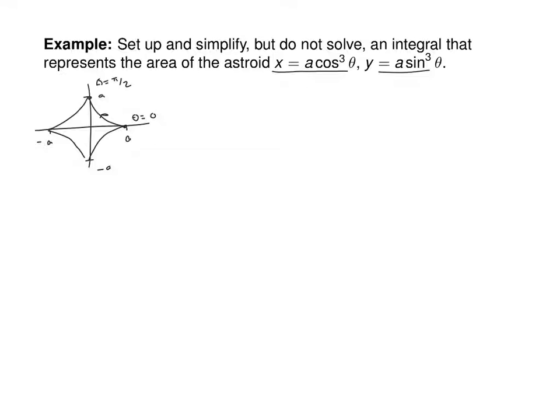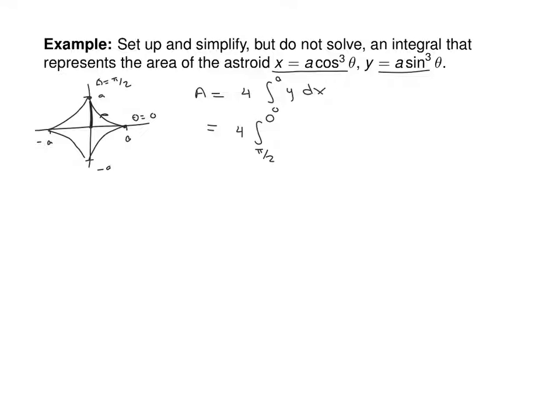So we're going to set up and simplify, but not solve, an integral that represents the area of this asteroid. So first of all, notice that you have a whole lot of symmetry going on here. So the area could be 4 times the integral from 0 to a of y dx. Now note that x being 0 corresponds to being right there, which means it corresponds to a bound of pi halves, and a corresponds to a parameterized bound of 0.